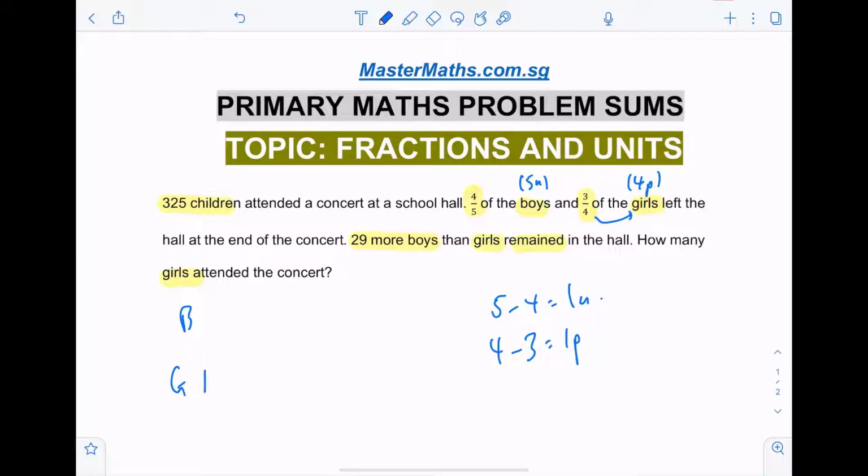4 minus 3, we have 1 part of girls left. So this is 1 part of girls, and boys will be a little bit more. More by how much? More by 29, as they said in the question. So there's 29 more boys than girls remaining in the hall.